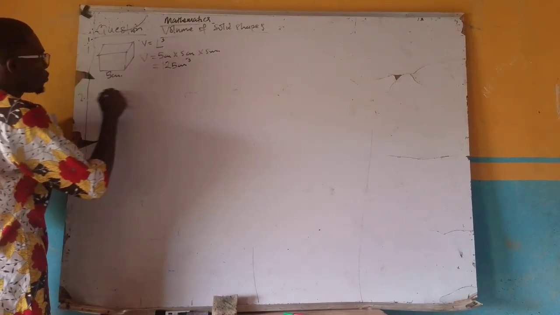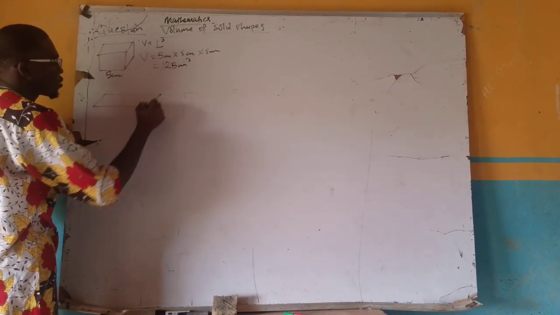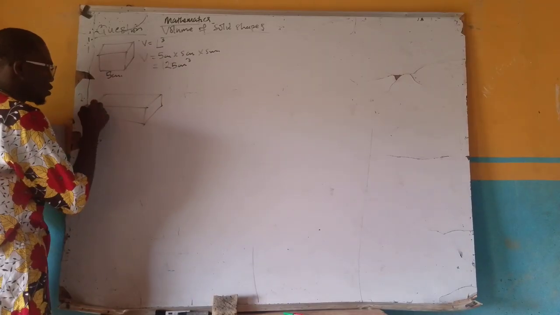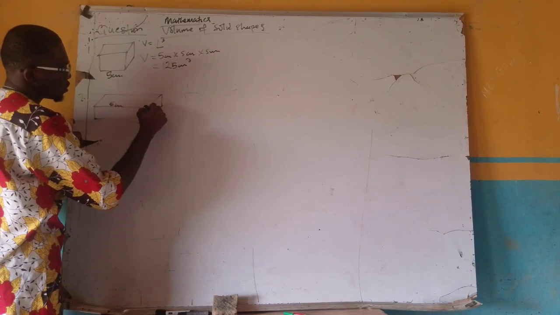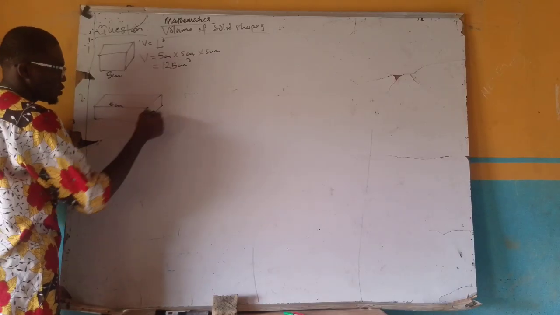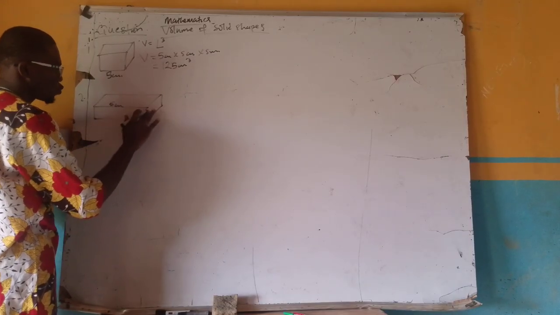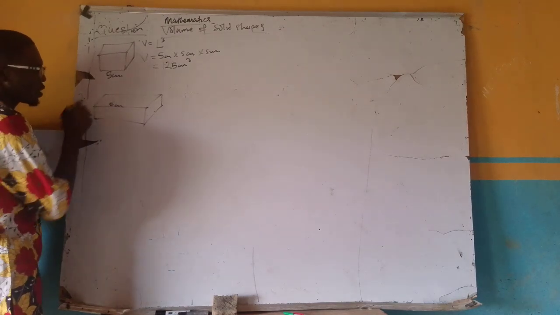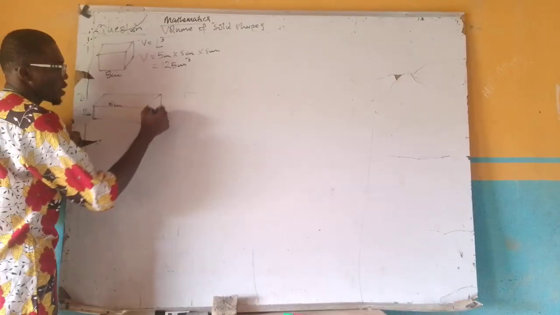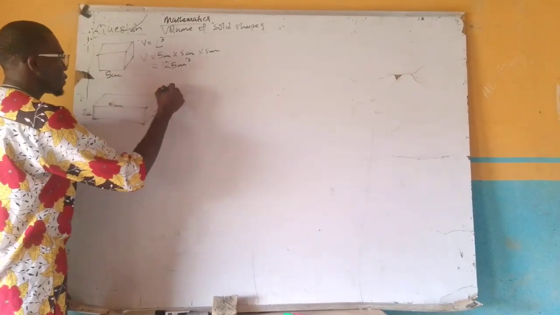We have a cuboid. Remember, a cuboid is like a rectangle but longer. Let's say we have 5 centimeters, and 2 centimeters as the height. Let me put this one so it won't confuse us. We have 2 centimeters here, that's the height. Then we have 3 centimeters here. So let's find the volume.